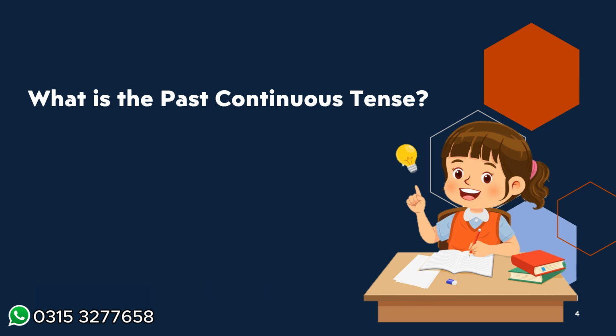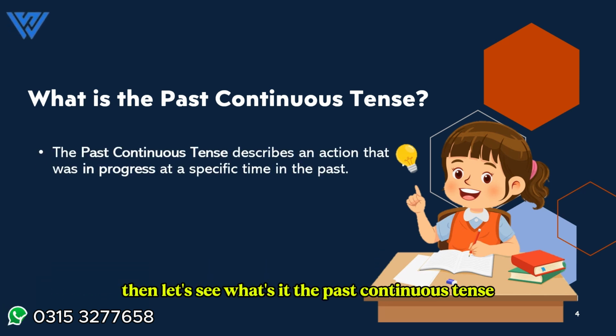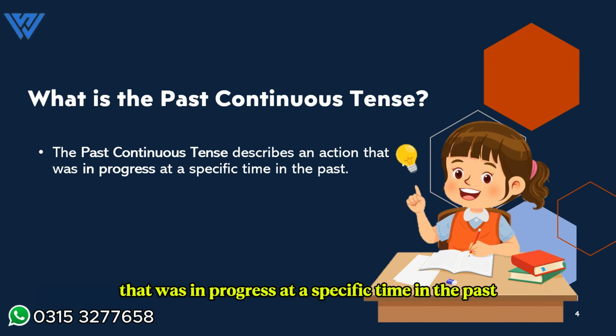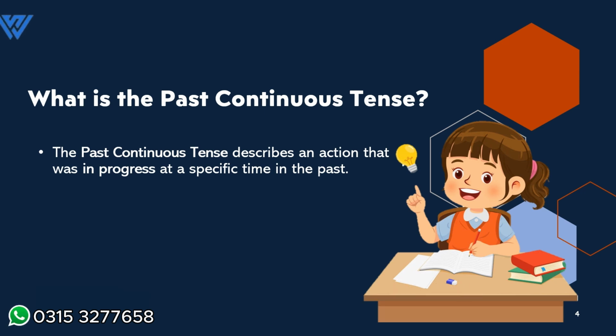अगर हम बात करें कि past continuous tense है क्या, तो let's see what's it. The past continuous tense describes an action that was in progress at a specific time in the past. पास्ट टेंस की बात है पुराने ज़माने में, गुजरे हुए ज़माने में वो एक्शन जो कि जारी था, मुकम्मल नहीं हुआ था, उसको डिस्क्राइब करने के लिए पास्ट कॉन्टिन्यूस टेंस यूज होता है.